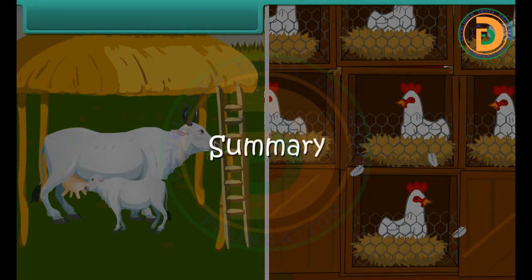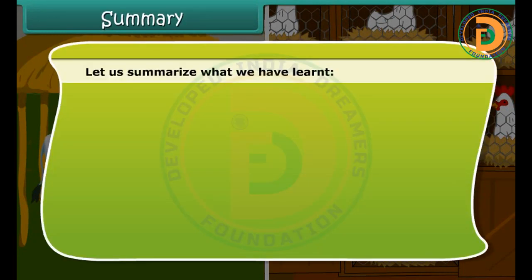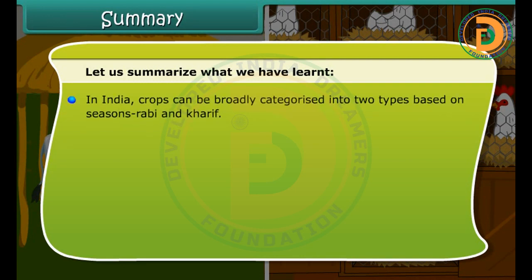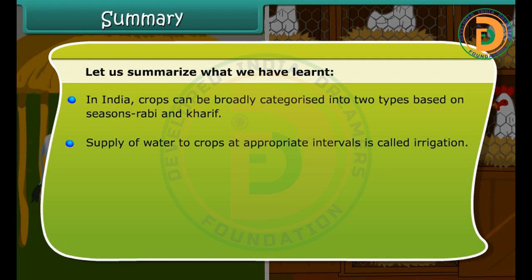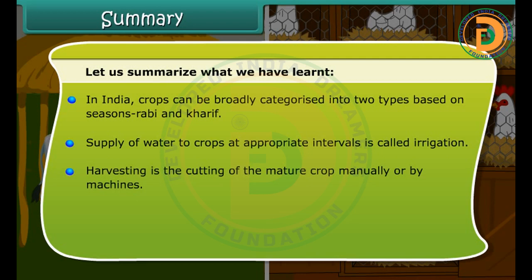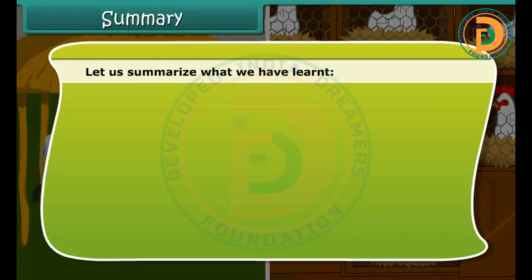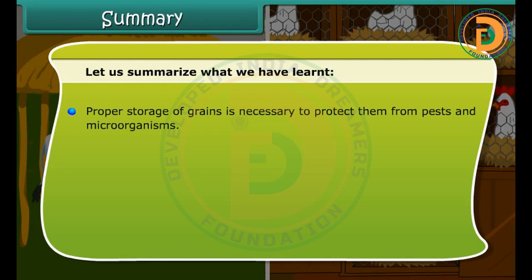Summary. Now friends, let us summarize what we have learned so far. In India, crops can be broadly categorized into two types based on the seasons they are grown in: Rabi and Kharif. Supply of water to crops at appropriate intervals is called irrigation. Harvesting is the cutting of the mature crop manually or by machines. Separation of the grains from the chaff is called threshing. Proper storage of grains is necessary to protect them from pests and microorganisms.